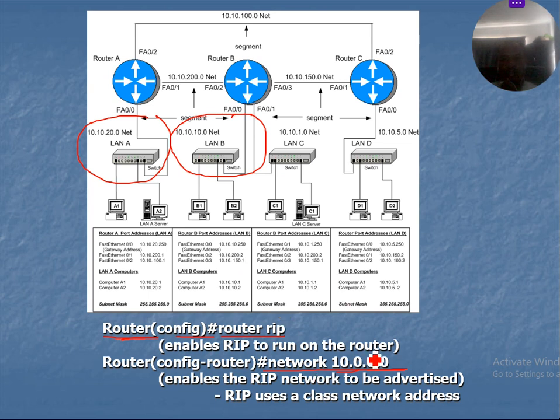So if the classes are different, we are talking about the class. You can see 10.10.20.0 and 10.10.10.0, the same class. But if they are different classes, when you are configuring in global configuration mode using your command line interface, after you put router config # router rip, the next step is to enable the class.